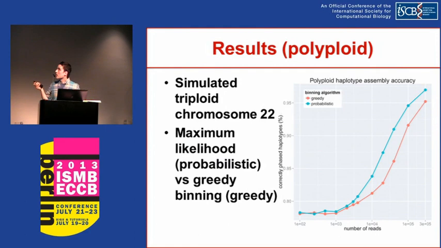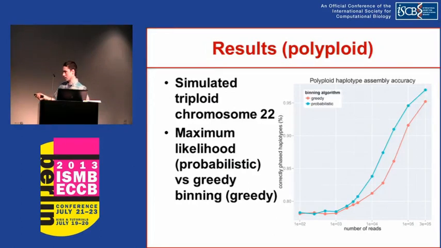So to start the results off in the polyploid case, we have the 1,000 Genomes NA12878 individual from the CEU population. We simulated a third chromosome and we added some reads, third chromosome 22, and then we tested the greedy method, which I didn't describe, but it's in the paper, versus the maximum likelihood method. And we see that maximum likelihood does better.